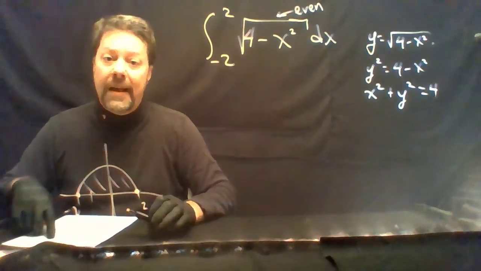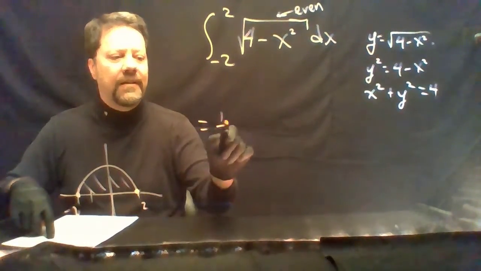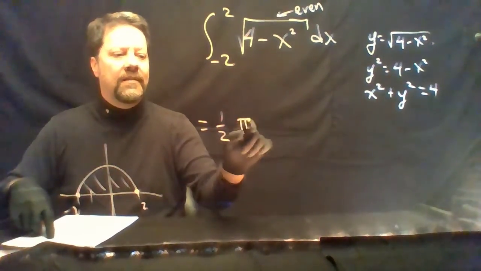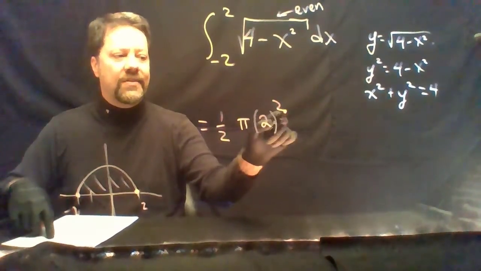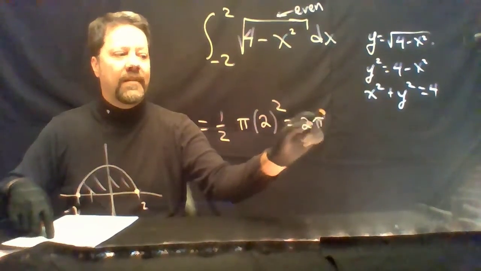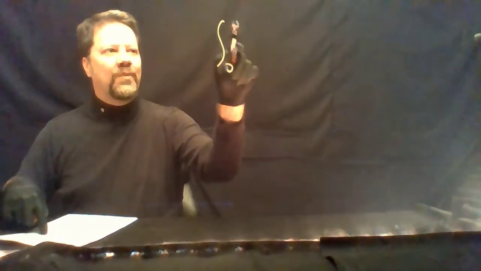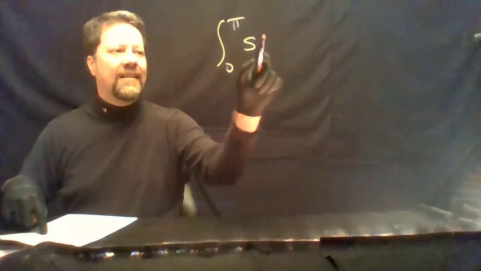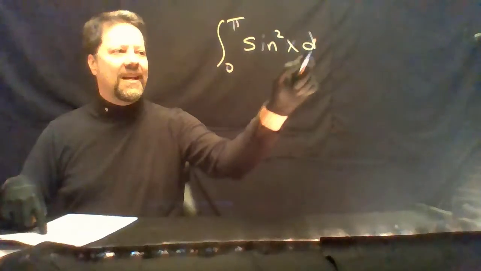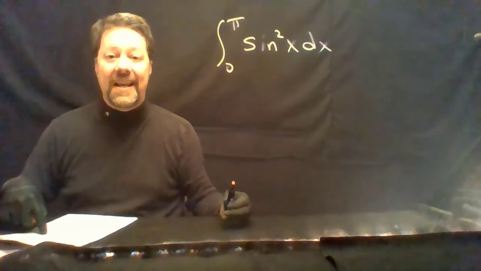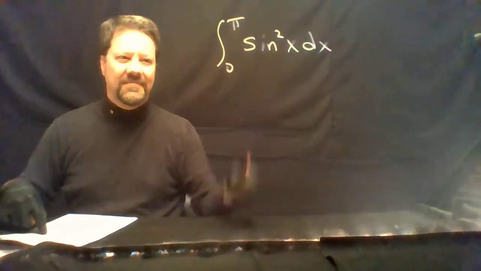So the area is half the area of this disk, which is pi times the radius squared. The answer is 2 pi. On the next problem, we're integrating from 0 to pi sine squared x dx. This too requires a half angle identity.